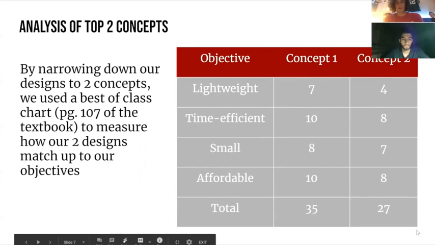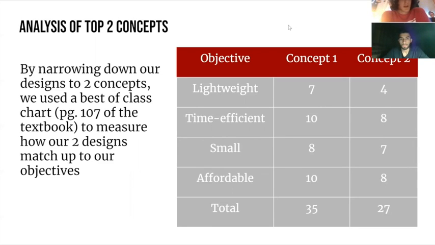In order to narrow it down to concept number two, we used a best of class table and scored each objective out of 10. Whichever concept has the highest score wins. Concept one is supposed to say concept two, and concept two is supposed to say concept six, but I messed up there. That's my fault. Concept two managed to outscore concept six.